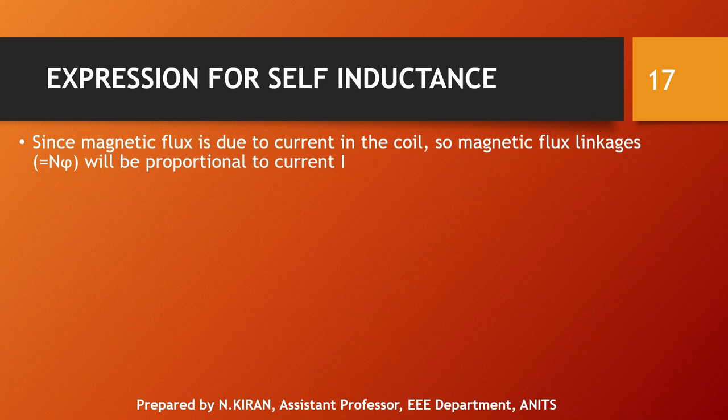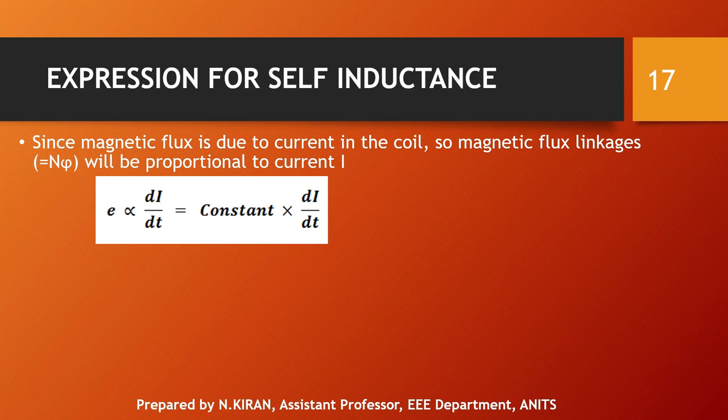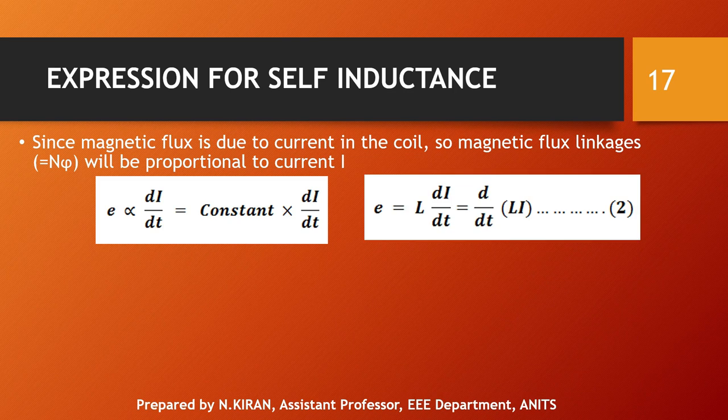We all know that the change in flux occurs due to the change in current. Whenever the current changes, the flux linkages, that is N into phi, also change. In other words, E is directly proportional to di by dt, because when there is a rate of change of current, EMF is induced. If I remove the proportionality symbol, I can write it as a constant into di by dt. This constant is called inductance, represented by capital L. So E is equal to L into di by dt. This I can write as d by dt of L into i. I'll consider this as the second equation.